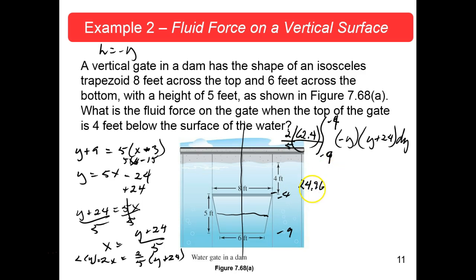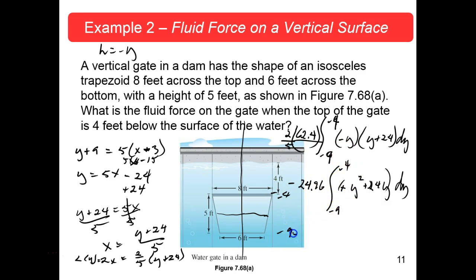Okay, now we're going to do that, going from -9 to -4, and we're going to multiply these together. That's going to be a minus y squared minus 24y, dy. So you know what I want to do? I want to take out that minus sign too, put the minus sign here and make these pluses. Your integrals are going to take care of the minus part.